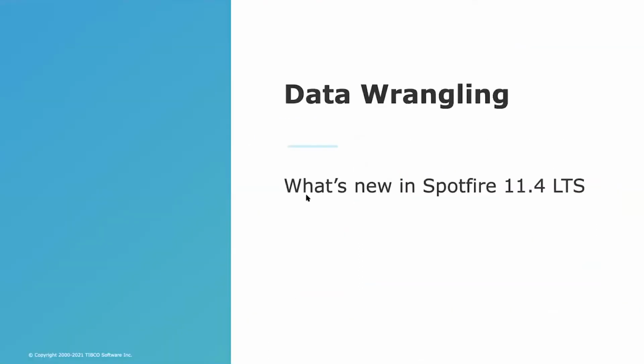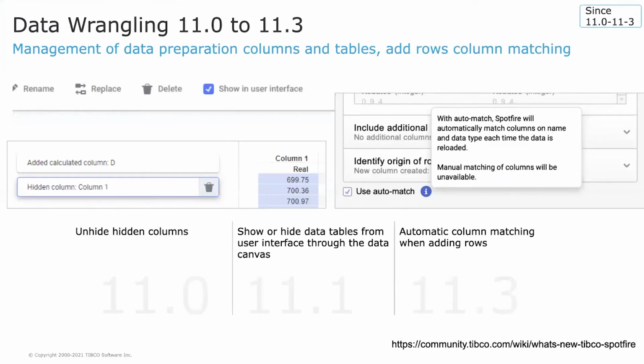That's data science. Let's move on to data wrangling, and of course, a review of what was released in 11.0 to 11.3. So 11.0 had a small but valuable feature. You can unhide hidden columns. So if you have deleted a column using the data panel, you can now bring it back.